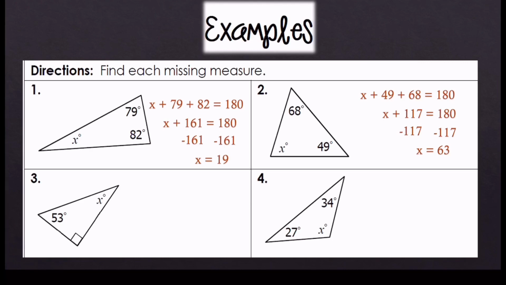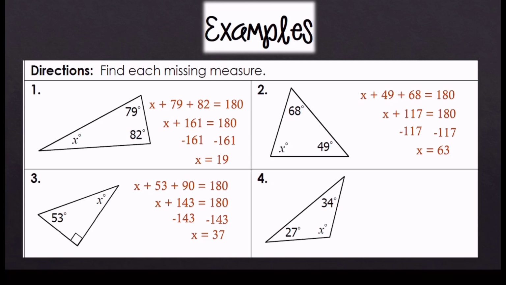Now, I only see one number written there, a variable, and then I see that little box. Our brain should be signaled and programmed now that when I see that little square in the corner, it means that it is 90 degrees. So I do have my third angle. You can't do this type without two of the three. So 53 plus 90 plus X equals 180. I combine my like terms to get X plus 143. Subtract 143 from both sides so that X equals 37.